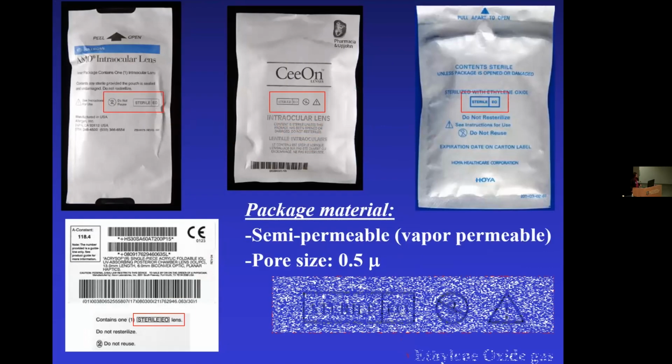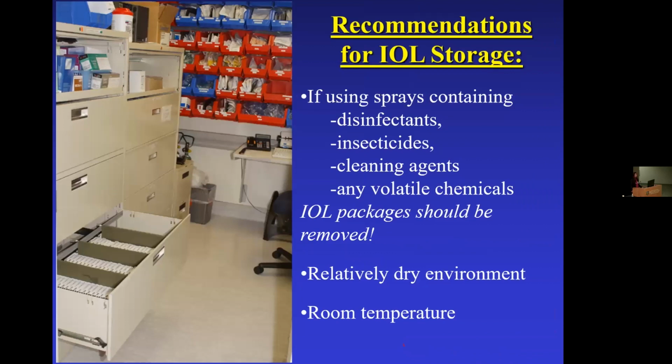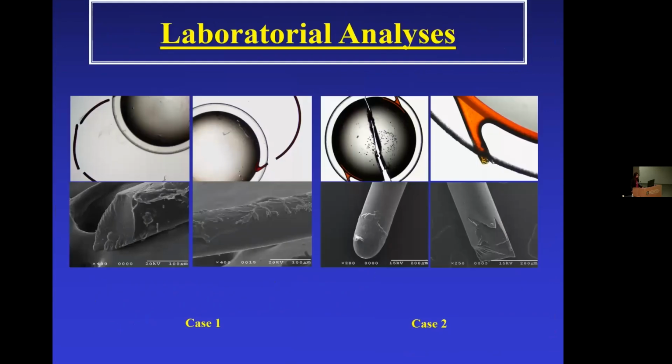So we cannot forget that these lenses may be packaged in semi-permeable packages to allow sterilization by gas. So other chemicals and vapor can penetrate this package, contaminate the intraocular lens and cause surface changes, including, for example, increasing water influx in a lens that's normally very hydrophobic. So you have to be very careful with the conditions of intraocular lens storage.